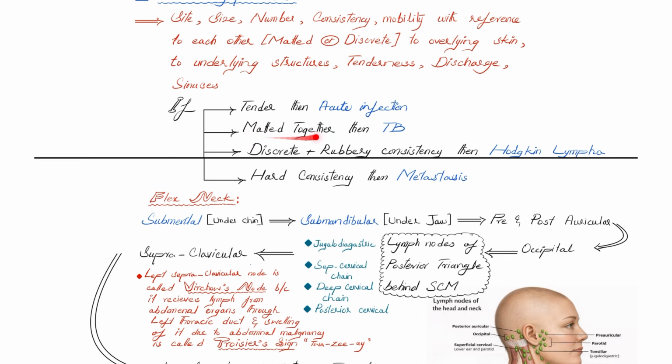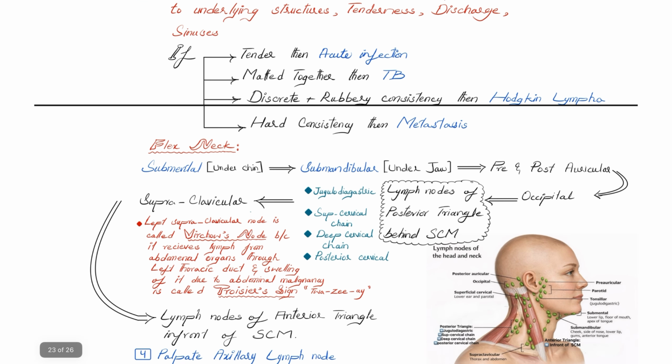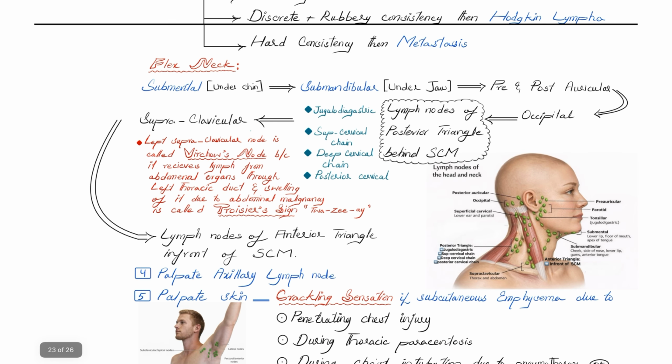And if the cervical lymph nodes are matted together, meaning they are not mobile with reference to each other, then it can be because of tuberculosis. If cervical lymph nodes are discrete but have rubbery consistency, maybe because of Hodgkin lymphoma. And if they have hard consistency with some other primary cancer, then it can be because of metastasis of primary malignancy.